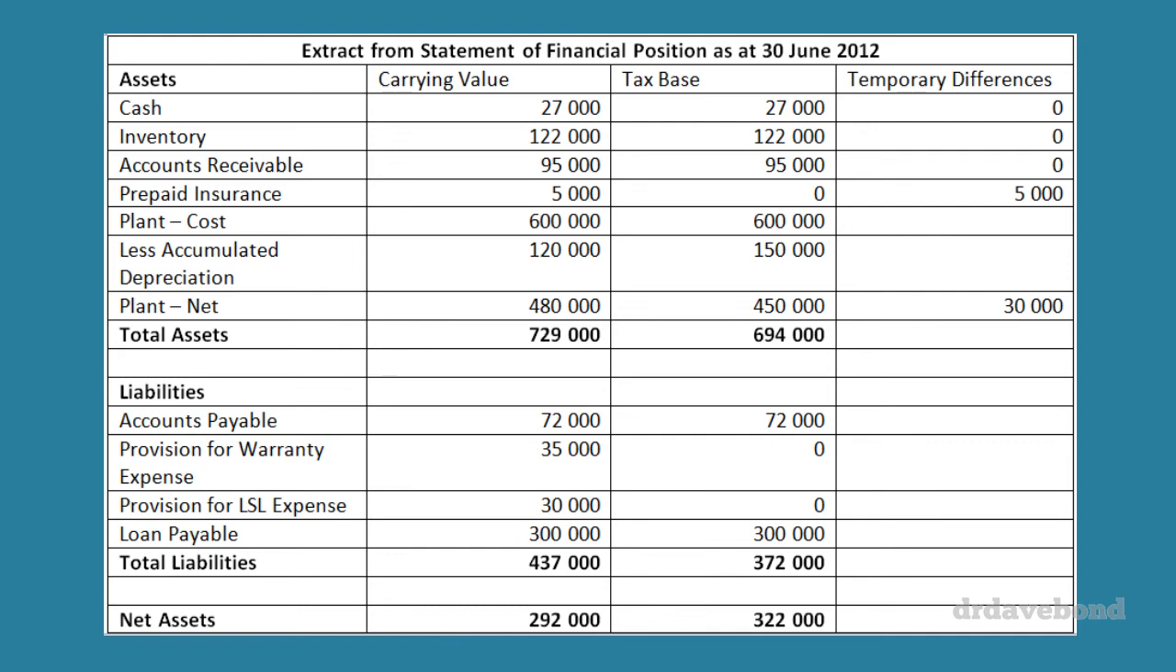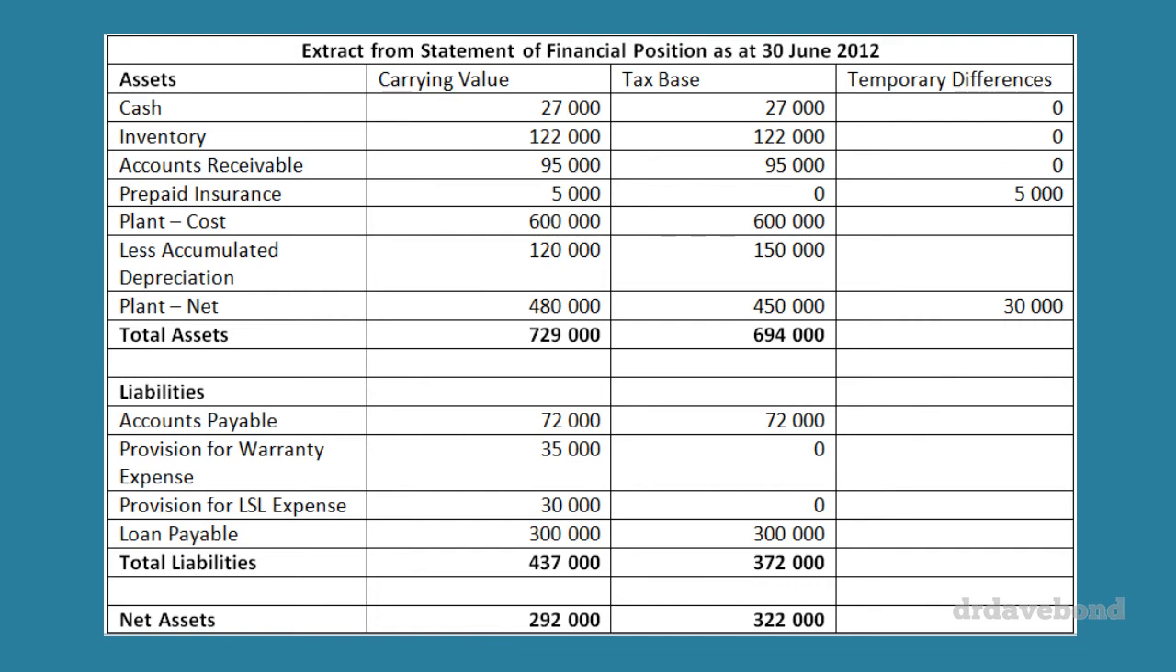The net is really what we're trying to work out, and that's going to be affected by depreciation. It's a similar sort of a thing. We've paid $600,000 for this asset. That means over the lifespan of this asset, however long it's going to be, we're going to get $600,000 worth of deductions. So at time 0, the tax base would be $600,000. At time 0, the plant net would be $600,000 as well, so there'd be no temporary difference.